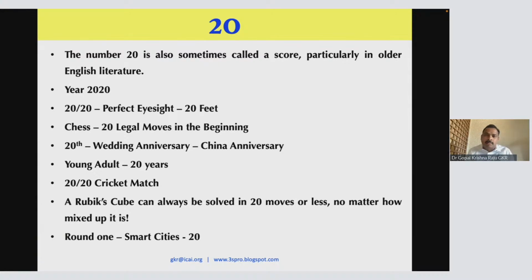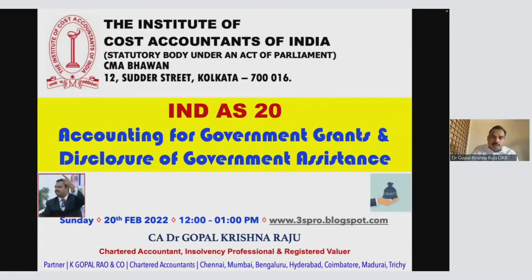And today the most popular cricket match is the 20-20 match. And in India, a total of 100 smart cities are announced, and the first round of smart cities is 20 smart cities. So 20 is a very unique number. There are many things which you can connect to government, and maybe smart cities is one thing which you can directly connect to government.